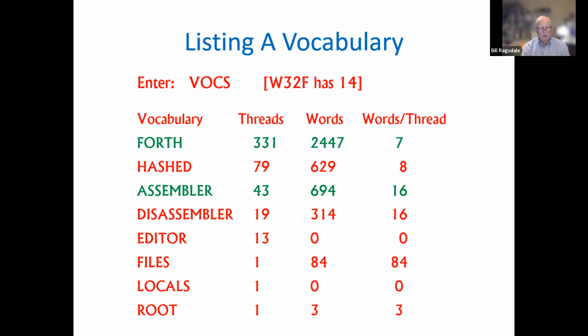Down at the bottom, we see the root. The root is a vocabulary, and it only has 3 words in it. We'll talk about that in a minute. And the locals vocabulary has 1 thread, and it has no words, because words are only added when locals are declared. So up until the time a local's been declared, there are no words in that vocabulary, and they are added upon use.